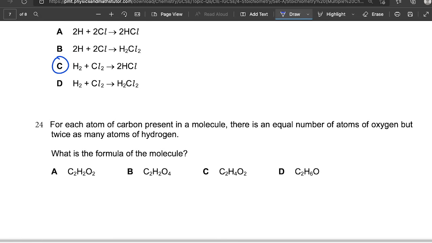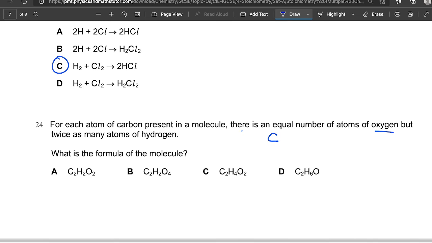For each atom of carbon present in a molecule, there is an equal number of atoms of oxygen, but twice as many atoms as hydrogen. Okay, let's read this again. It says for each atom of carbon present in a molecule, there is an equal number of atoms of oxygen. Okay, so we have equal number of carbons, but twice as many atoms as hydrogen.